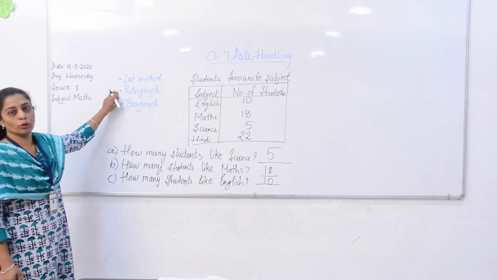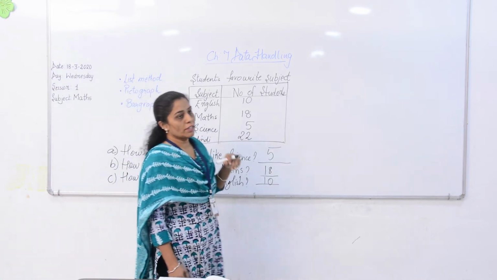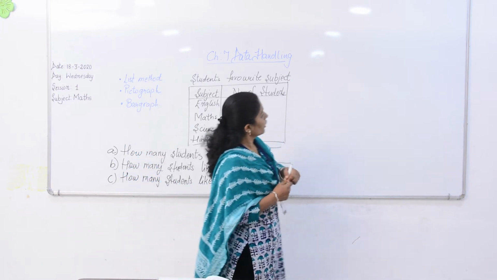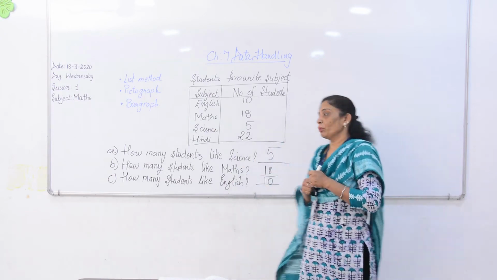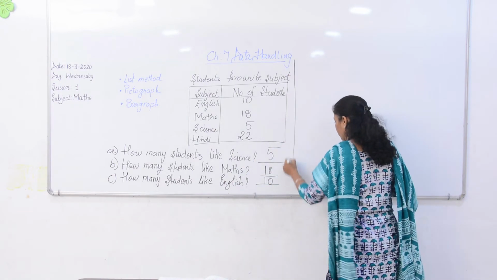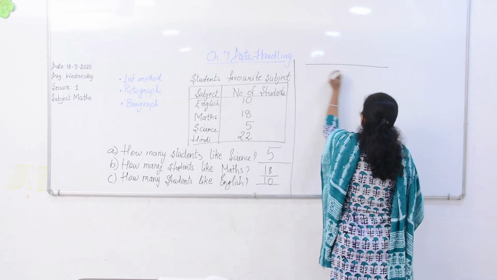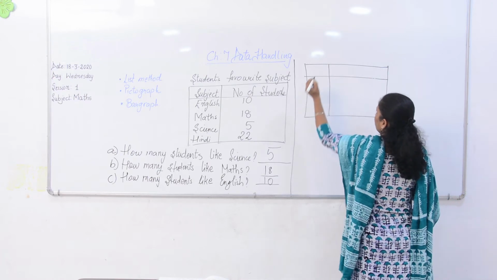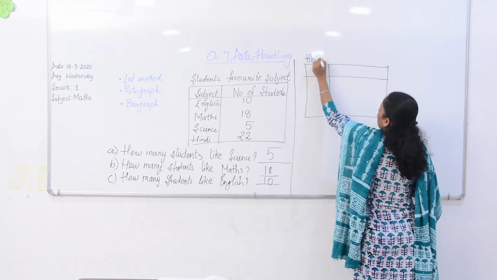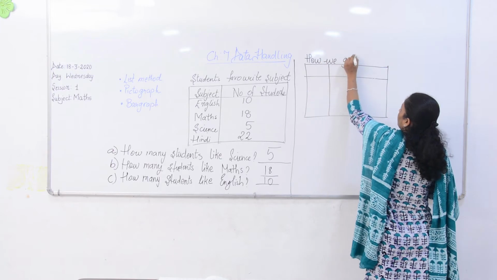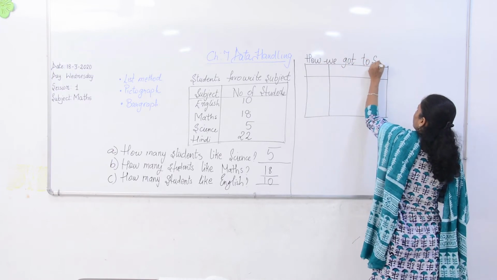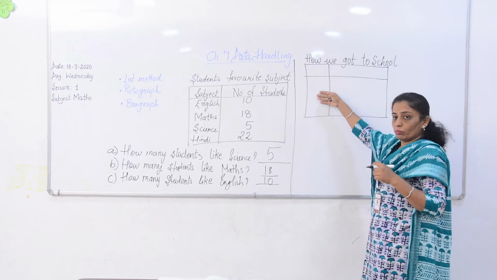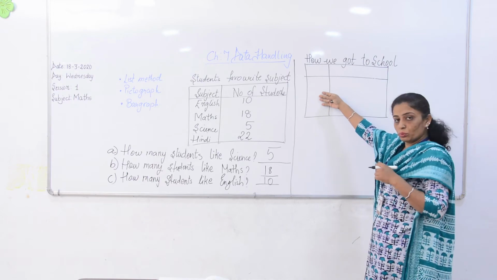Similarly, now we will move on to pictograph. Pictograph is a method where the data is represented through symbols. So here there is one more example of pictograph. How we go to school. So here, what are the different ways through which we go to school?